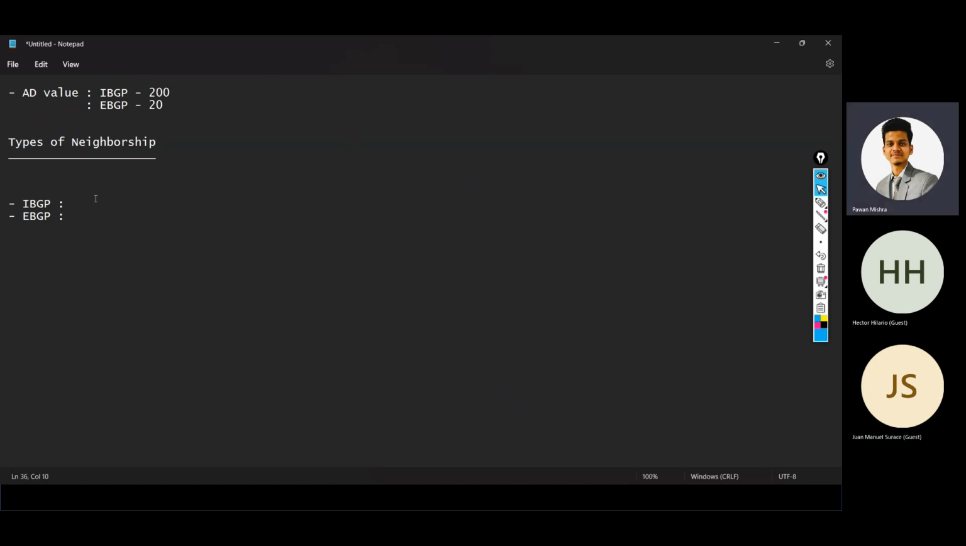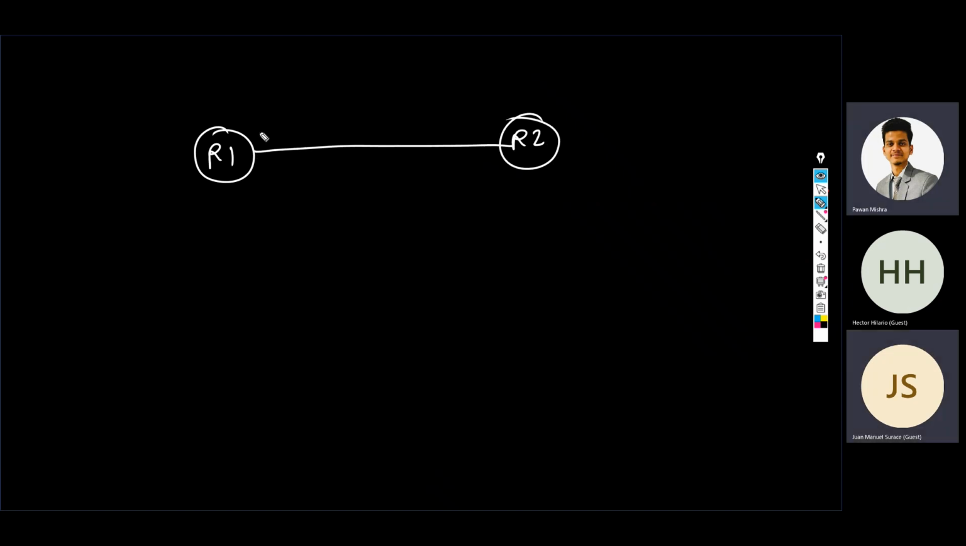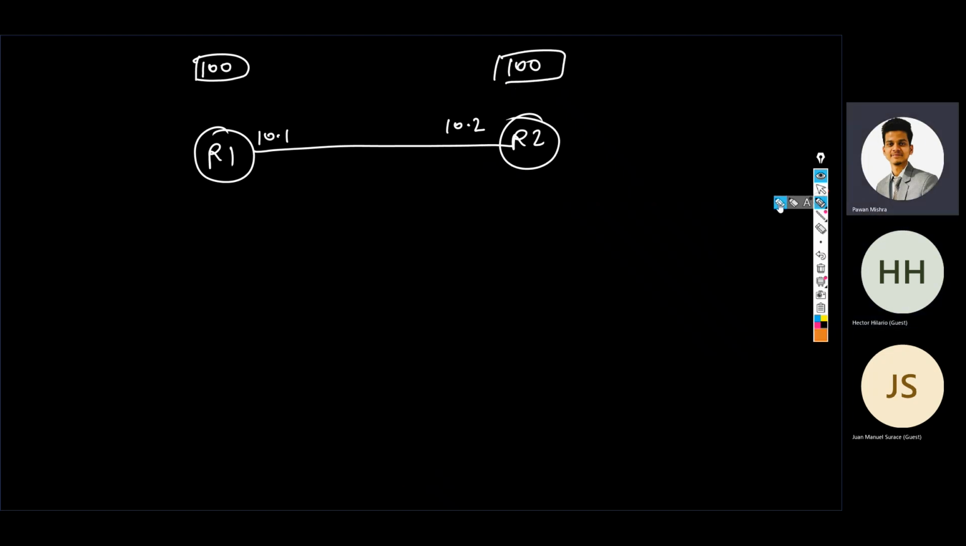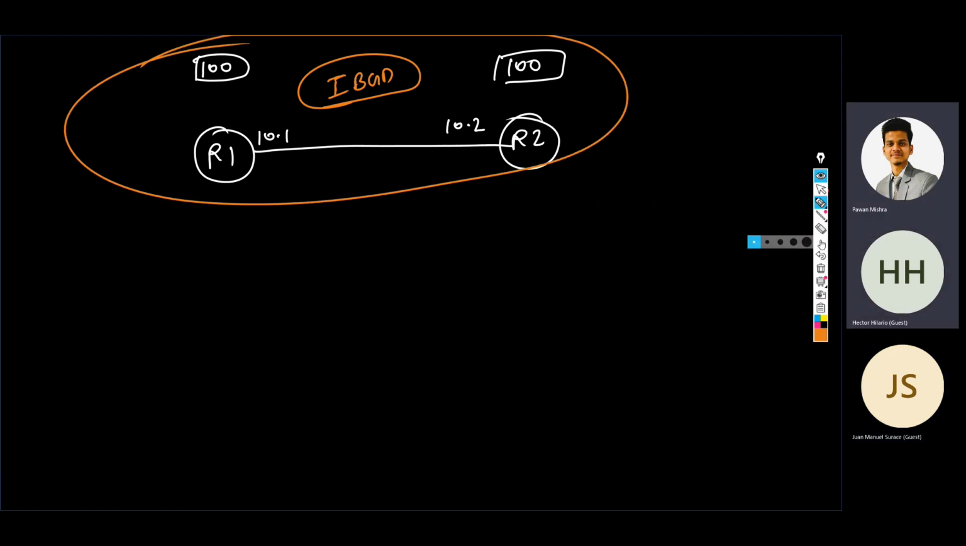Okay, can you explain the difference between IBGP and EBGP? IBGP is internal and EBGP is external. Let's say we have a router R1 and a router R2, with R1 having IP address 10.1 and R2 having IP address 10.2. Here I'm using AS 100, and here also AS 100. So between R1 and R2, is this IBGP or EBGP? IBGP, because they're using the same ASN, within the same AS.